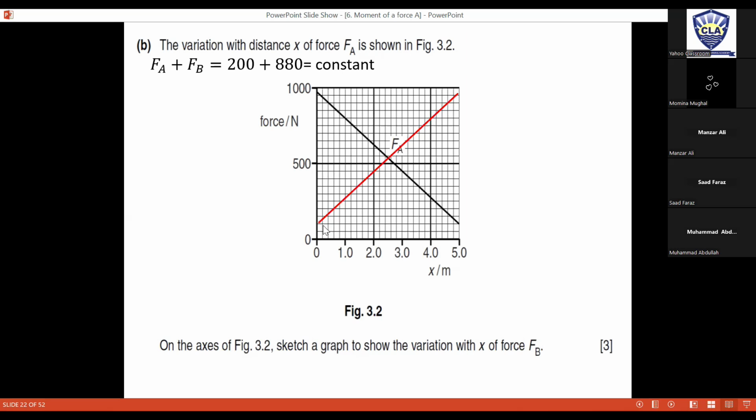Initially, FB will be 0, minimum, and FA is maximum. As FA decreases, FB increases and becomes maximum when FA is minimum. So it's a reverse graph that we will get in this case.